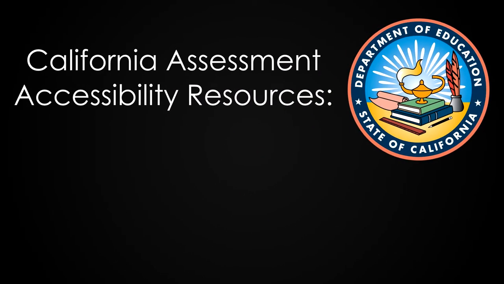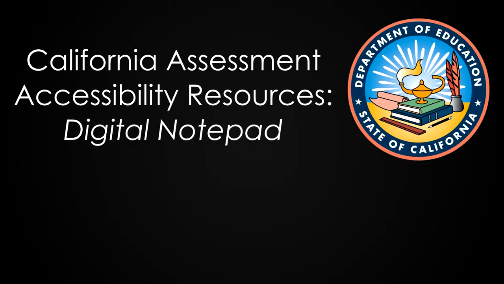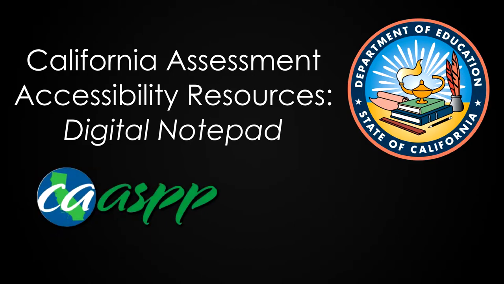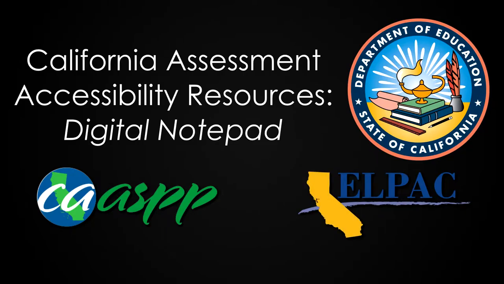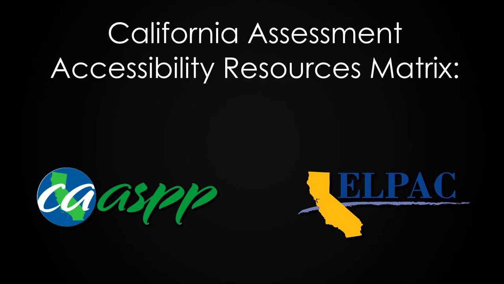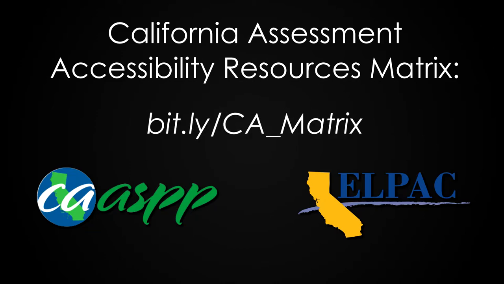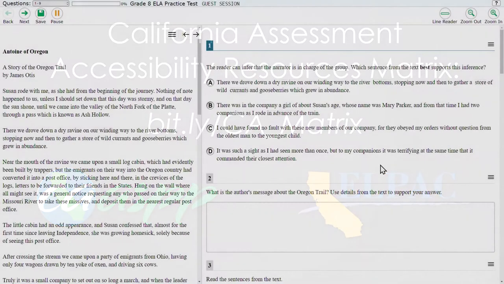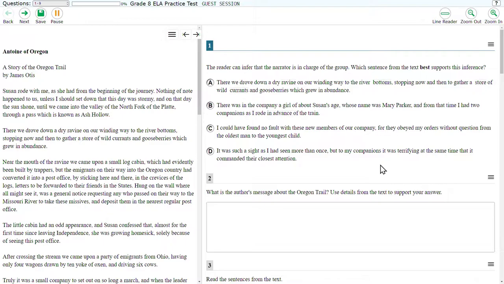This video will demonstrate how to access and use the digital notepad. This is a universal tool for the California Assessment of Student Performance and Progress, or CAASPP, and the English Language Proficiency Assessments for California, or ELPAC. For a list of applicable assessments, please refer to the California Assessment Accessibility Resources Matrix by visiting bit.ly/CA_matrix. During testing, this resource can be used to take notes on any of the questions or passages.